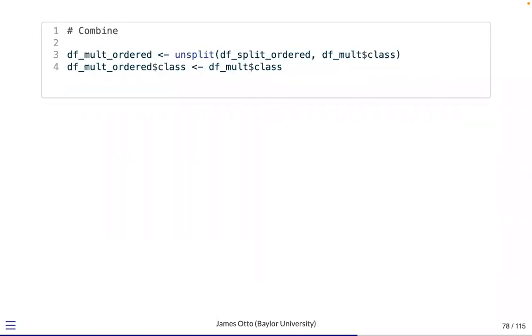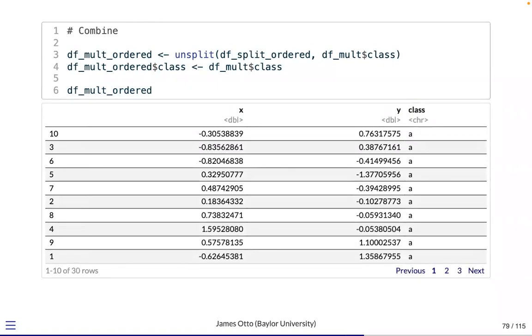Last step is combine. So we just unsplit to turn our list of data frames into just one data frame. And we need to be a little careful about the class column getting preserved. And here we go. So now we have our class A observations. And again, you can see they've been reordered. B and C.